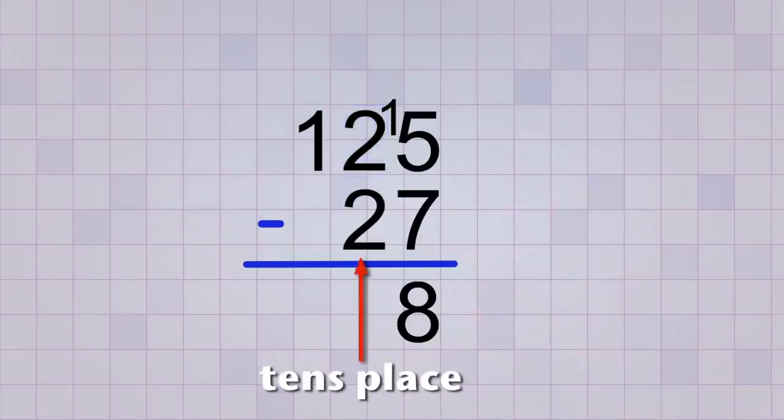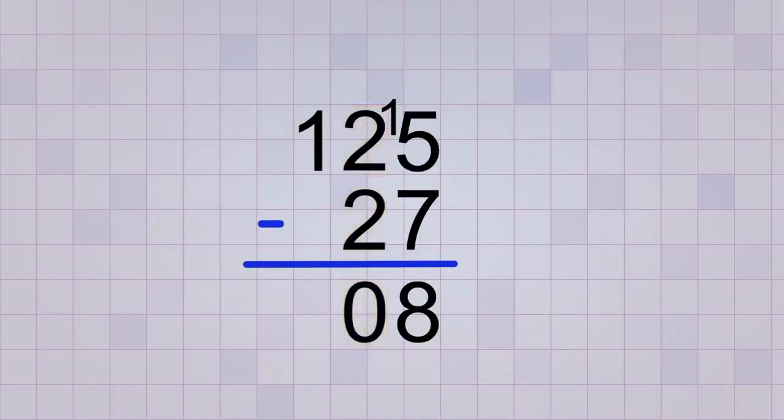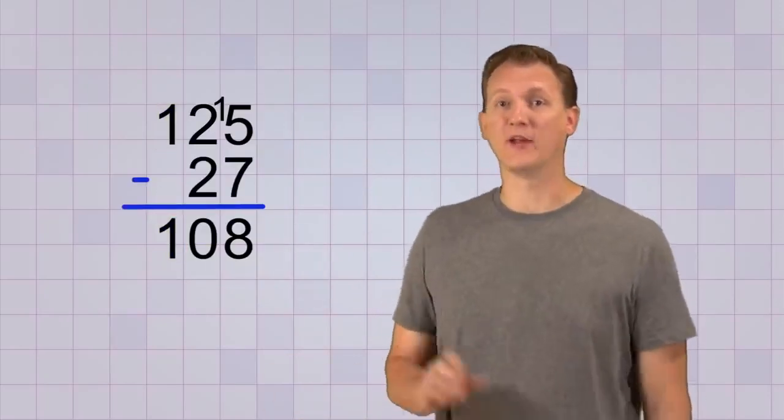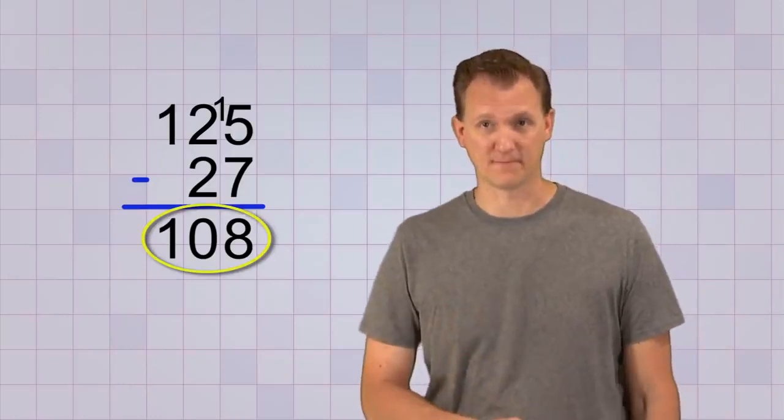So in the tens place, we have 2 minus 2, which gives us 0 in our answer. And then our last column just has 1 minus nothing, or 1 minus 0, so that's still just 1. There, we've calculated that the difference between 135 and 27 is 108.